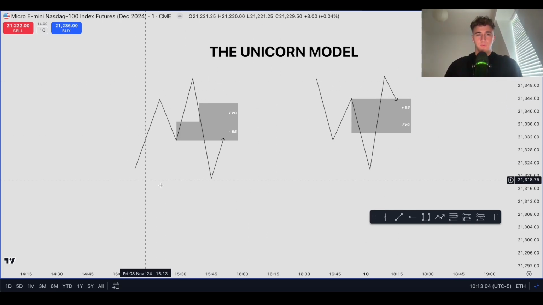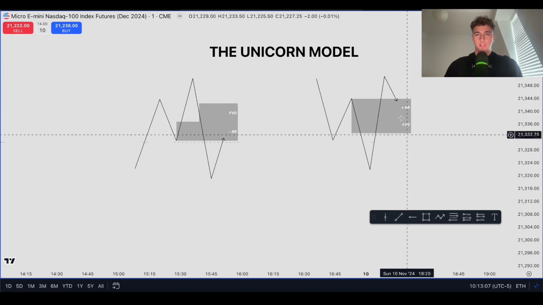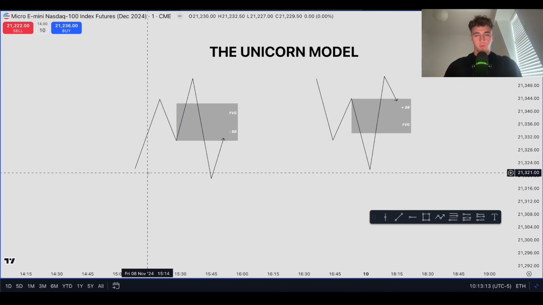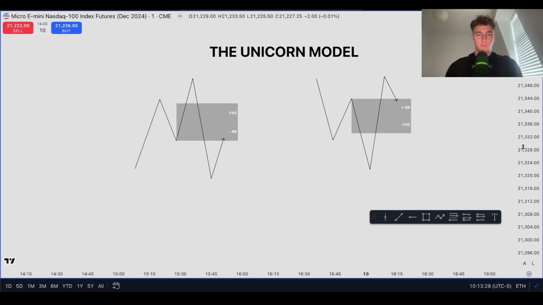So as you can see here, we have a bearish example, and on this side we have a bullish example. Alright, so let's start off with the bearish example. Okay, what a unicorn model consists of is a breaker block that is overlapping with an FVG. Now, if one of these PD arrays is missing, then this is not a unicorn model. Alright, if we have a breaker block but there's no FVG, that is not a unicorn model. It has to be both fair value gap and the breaker block.